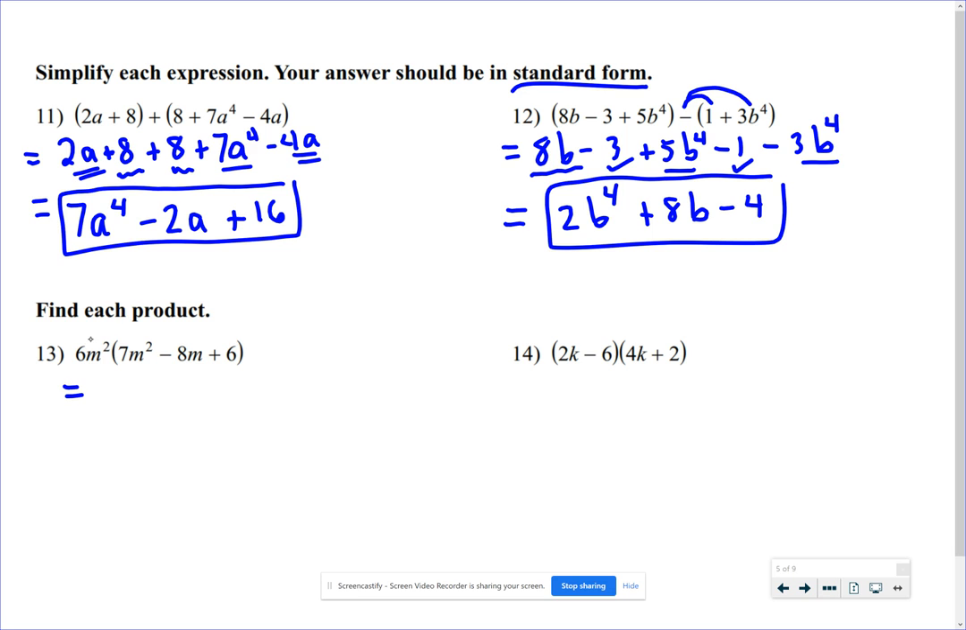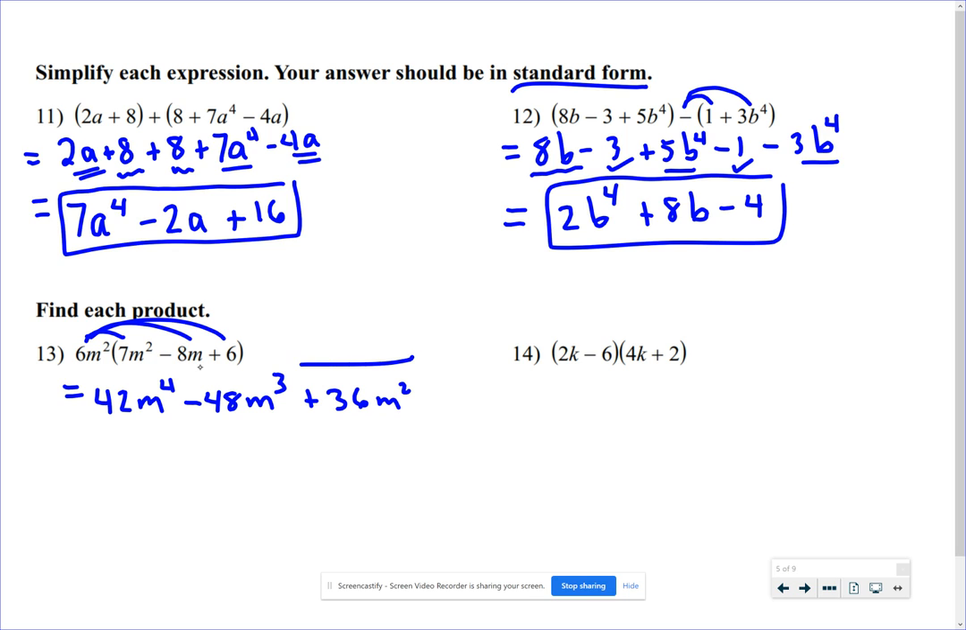All right, number 13, find the product. So we are going to distribute. Notice it says products. We're multiplying. So we're going to do 6m squared times 7m squared. 6 times 7 is 42. M squared times m squared is m to the fourth power. Then we're going to have 6 times negative 8 is negative 48. We have m squared times another m, which makes m to the third. And finally, 6m squared times 6, which is a positive 36m squared.